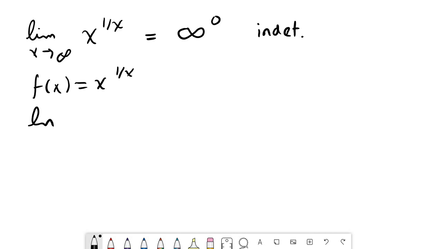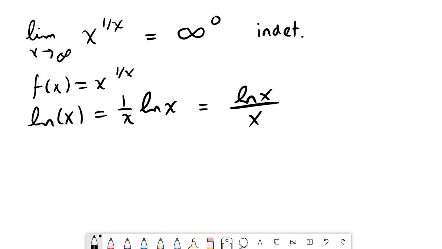and then the natural log of the function, which is 1 over x times the natural log of x, right? Not too difficult. And then I want to rewrite this as natural log of x over x, right? This is already in a quotient, which is really good for us. It's already in a quotient, so I don't have to do much. So let's take the limit as x approaches infinity of this now.